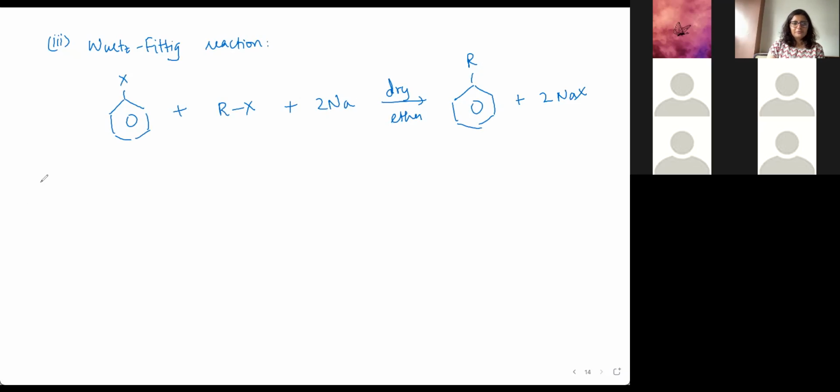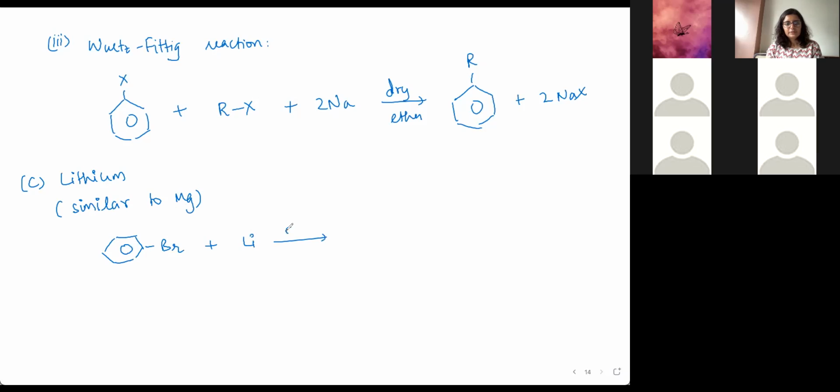Then we did magnesium, we did sodium. Next, reaction with lithium. Reaction with lithium is very similar to that of magnesium, diagonal relationship and all that. So you get an organometallic compound similar to Grignard reagent. Suppose I take Br, lithium in dry ether, you get this.